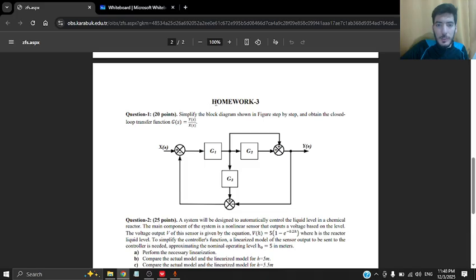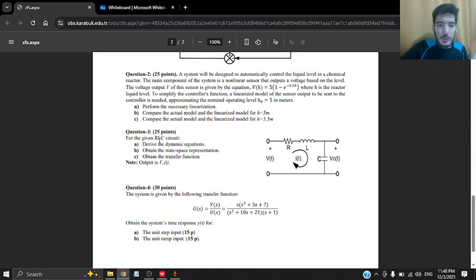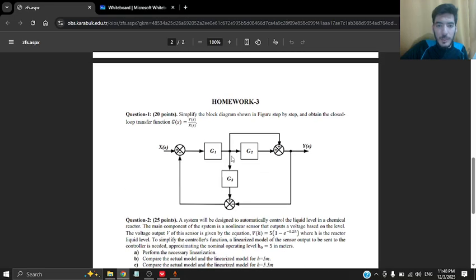In this video, I will be doing the third homework for the control systems one. Here in the homework, I have 4 questions which I have to solve them all. Starting with the first one, here I have this block diagram. Actually, this is the same one from the second homework, so I will do it very fast.